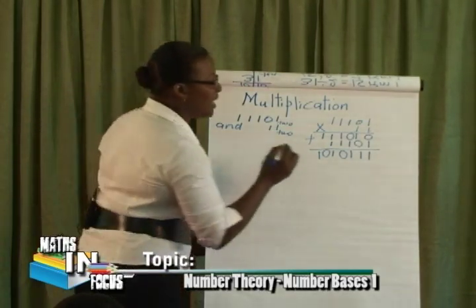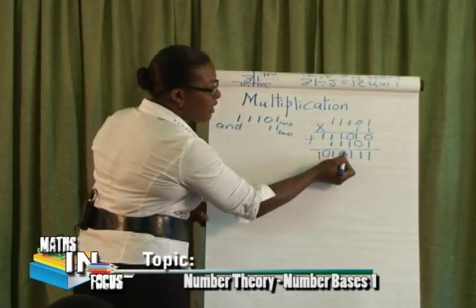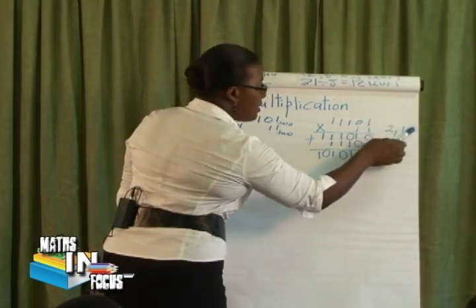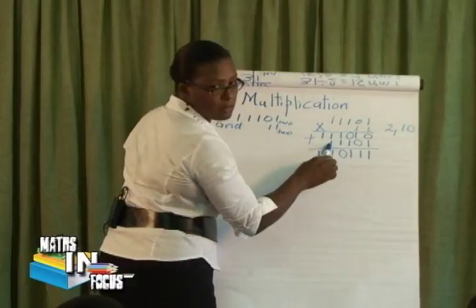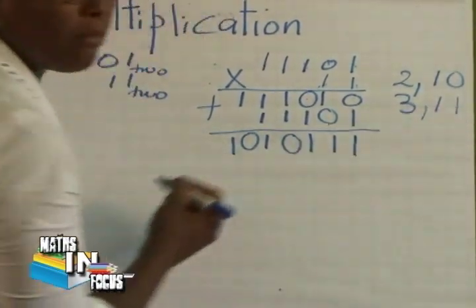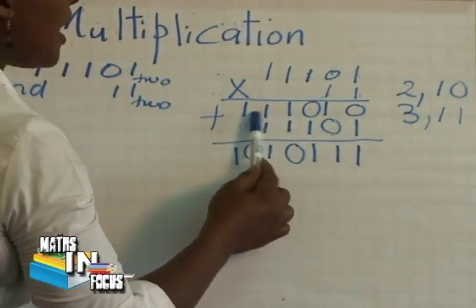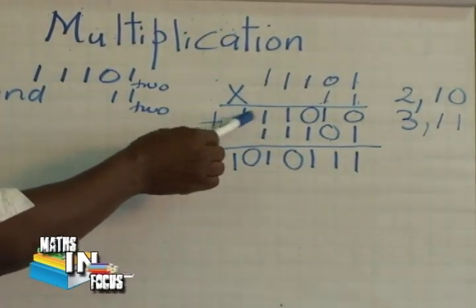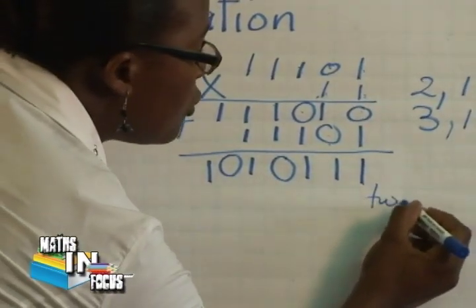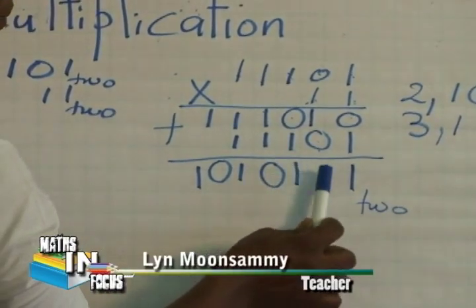Now let's go through that. A 1 and a 0 would be 1, 1 and 0, 1, 1 and 0, 1. But when we come to the fourth column, we have 1 and 1 would give us a 2. And remember, a 2 is a 1, 0. The 0 comes into this column and we take the 1 across. So we have 1, 2, 3. And a 3 in base 2 is written as 1, 1. The 1 comes into this column, and then we take this one across to the other. So we have 1 and 1, 2. But 2 is written as 1, 0. So we have the 0 in this column and the 1 here. And this is written to the base 2. So the product of 11101 and 11 is 1010111 to the base 2.